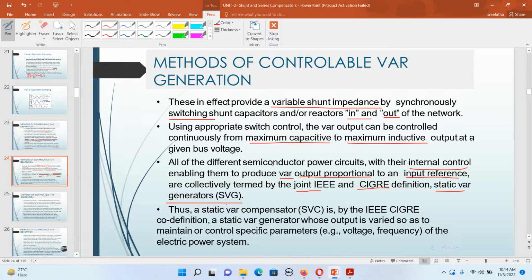The static var compensator is, in the IEEE CIGRE definition, a static var generator whose output is varied so as to maintain or control specific parameters such as voltage, frequency of the electric subsystem. So this is a term. These two are similar. This is compensator, this is generator.